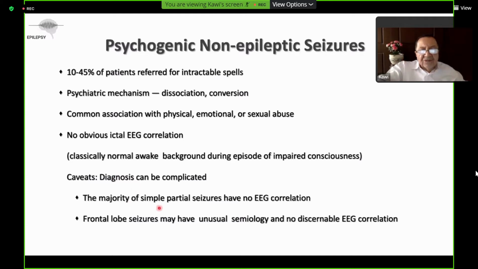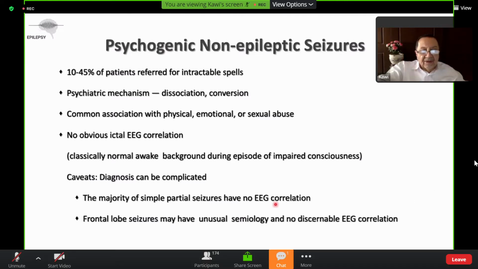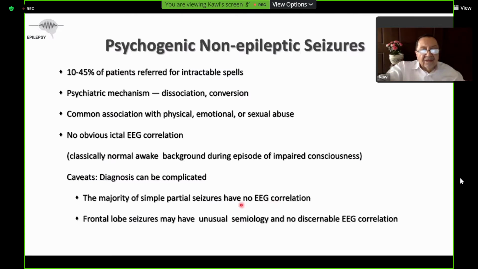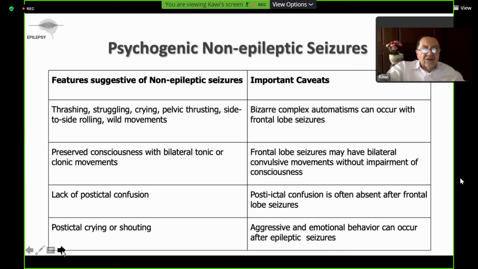The majority of simple partial seizures have no EEG correlation sometimes because they are coming from foci that are deep. They do not reflect on the electrodes that are placed on the scalp. And frontal lobe seizures may have unusual semiology, not very well correlated with what we see on the electroencephalogram. But these are rare things, and only specialists can decide on that.